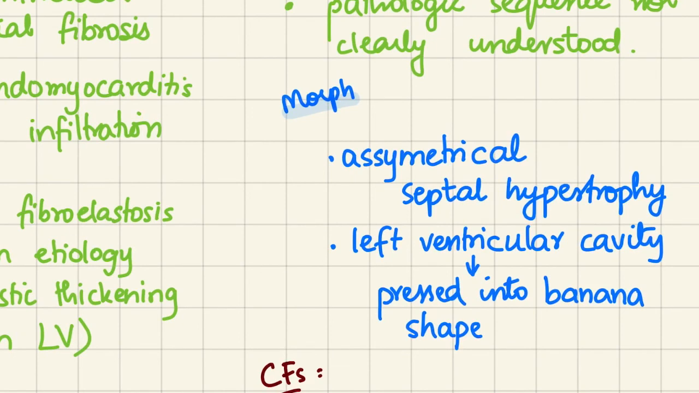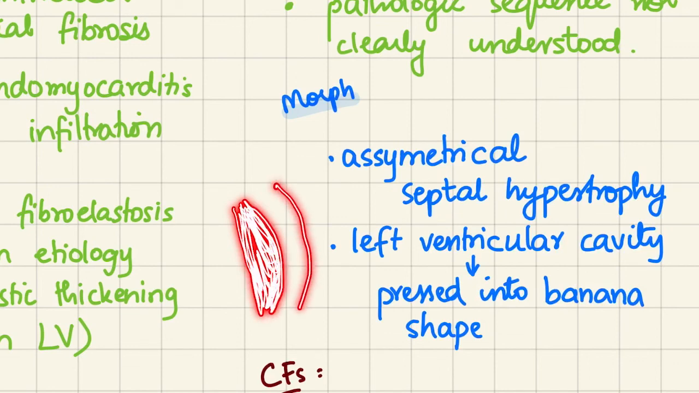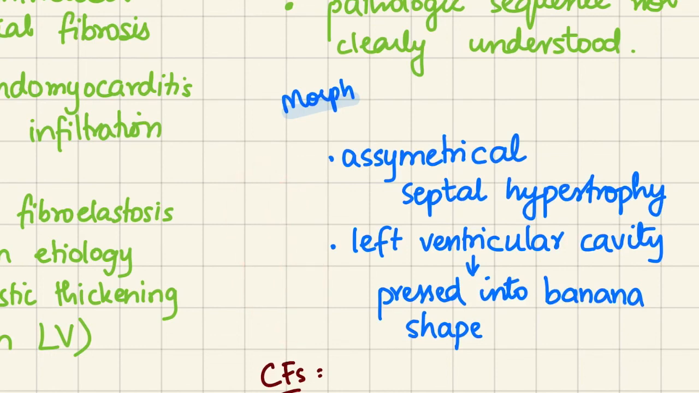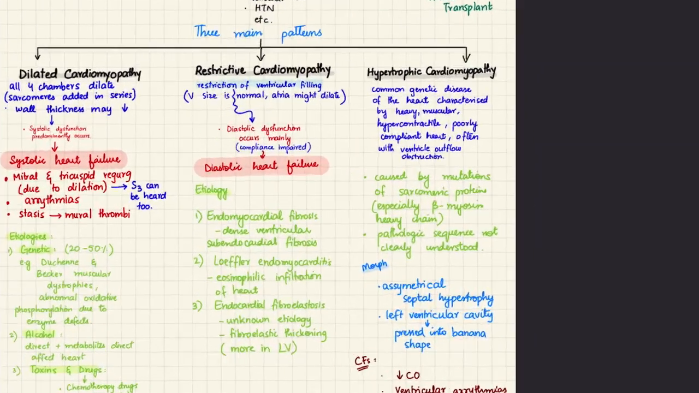Regarding the morphology, we're going to have asymmetrical septal hypertrophy. So the ventricular septum is going to get hypertrophied, and it will be asymmetrical. That is, for example, if it is more protruded towards this side, then the ventricular cavity is going to have a banana-like shape. So this is pressed into a banana shape. So that's all about hypertrophic cardiomyopathy.